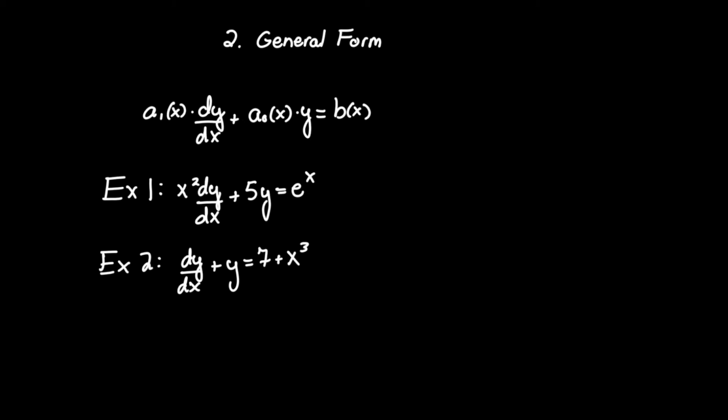Also keep in mind that b of x could also just be equal to 0, in which case we'd call that a homogeneous equation, in which the right-hand side is essentially 0. So yeah, that's a general overview of how the general form is made. Now let's move on to the step-by-step instructions.